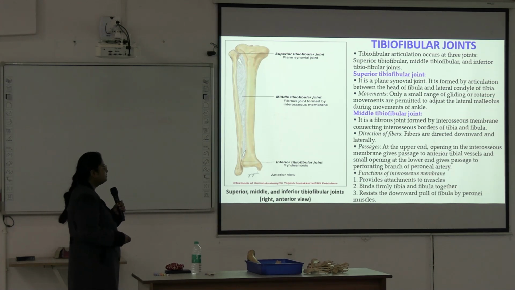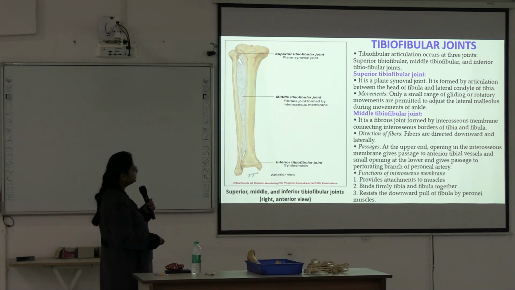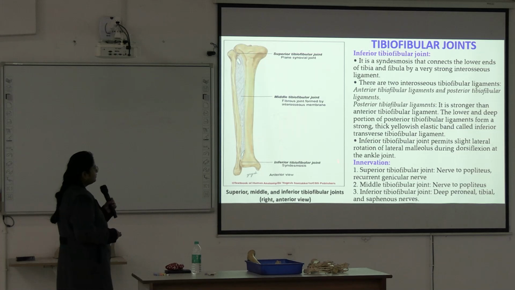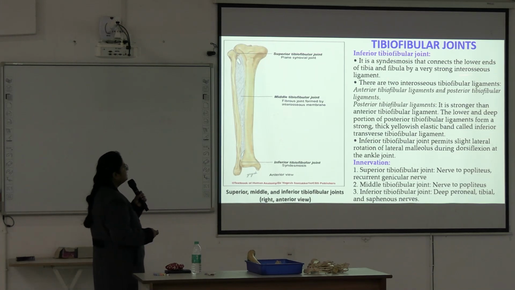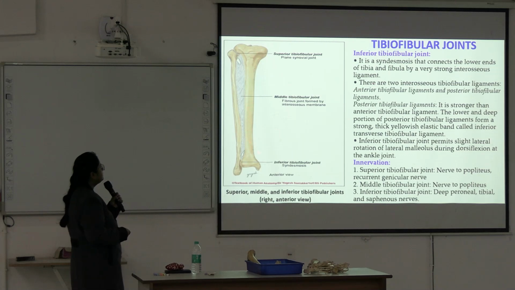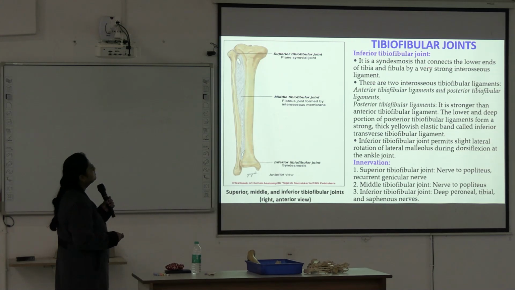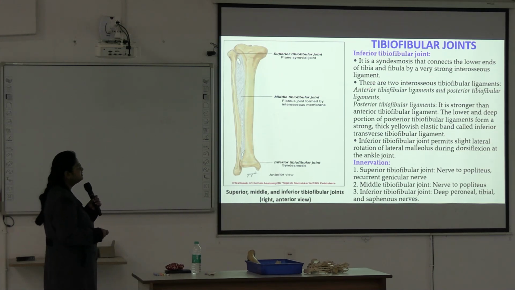What is the function of the interosseous membrane? It provides attachment to the muscles, binds the tibia and fibula firmly together, and resists the downward pull of the fibula by the peroneal muscles. Next, inferior tibiofibular joint: it is a syndesmosis that connects the lower ends of the tibia and fibula by a very strong interosseous ligament.